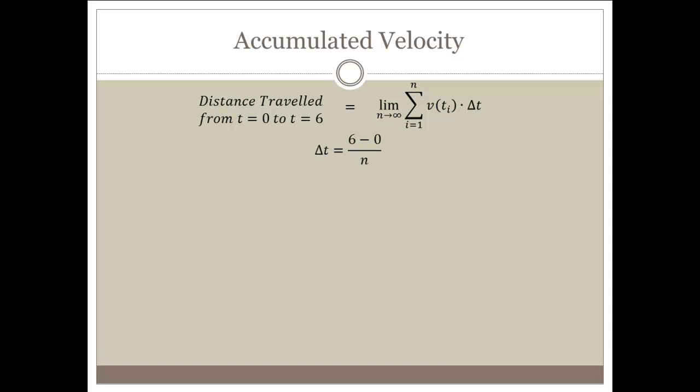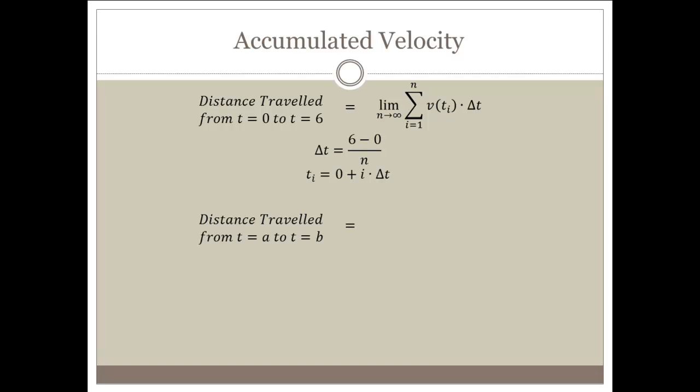Let's now generalize what we just saw. We found that the distance traveled from t equals 0 to t equals 6 is given as the limit as n goes to infinity of the sum from i equals 1 to n of v of ti times delta t, where delta t is (6 minus 0) over n, and ti is 0 plus i times delta t.